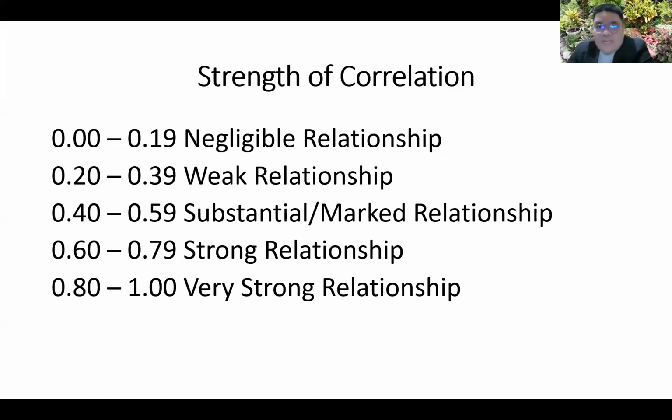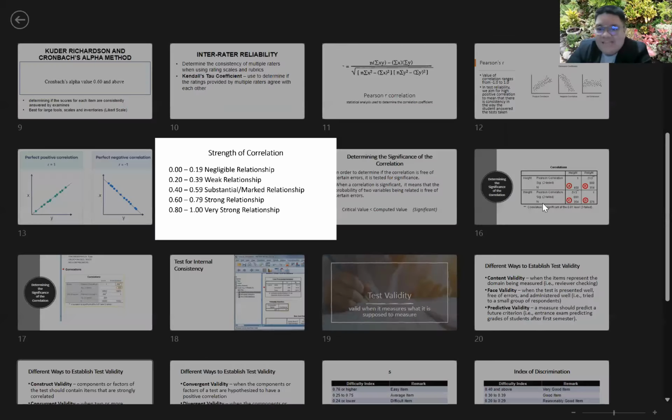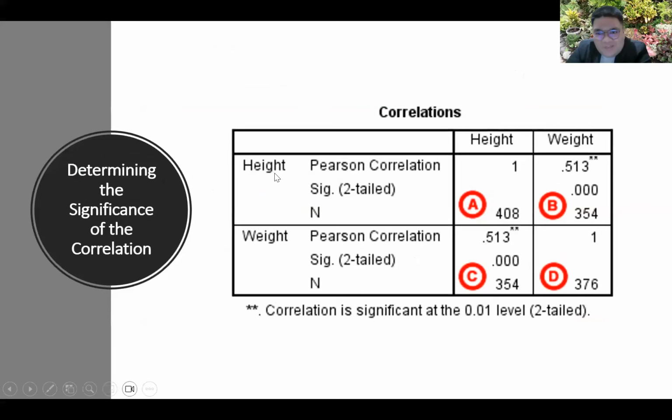Now, class, what does a substantial relationship mean? Since we are interpreting Pearson's R, we also need to say that it is a positive relationship. So we say, positive substantial relationship. What does a positive substantial relationship mean? It simply means that once the height of the person increases, the weight of the person also increases.